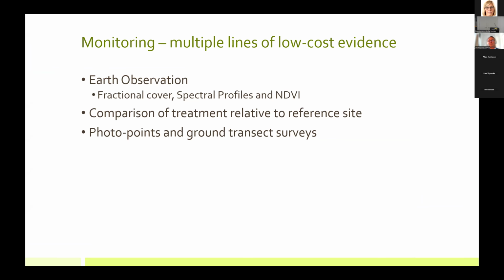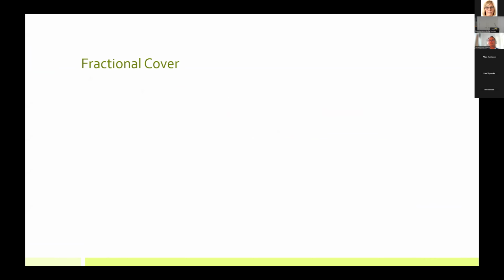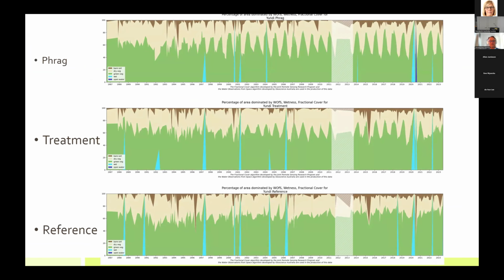This largely involves treatment sites and comparison sites that complement low-cost photo points and ground transect surveys to look at the fractional cover. This will give you an idea of the Phragmites in the treatment site I showed, Phragmites right up to here, and then the reference site. And what's actually happened since is that the treatment site is now starting to parallel the reference site, and that's a simple line of evidence.